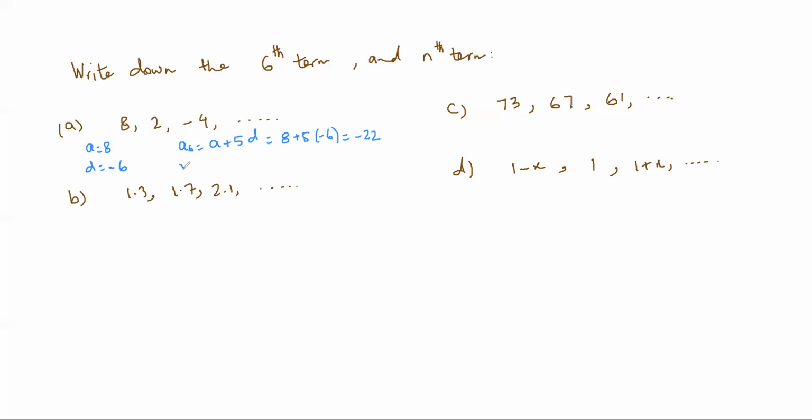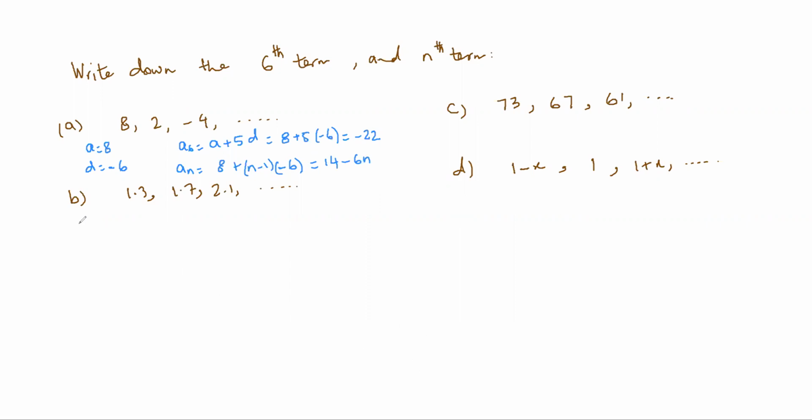And the nth term is going to be 8 plus n minus 1 into minus 6. You can leave it like this, or if you want to simplify this, this is going to give you 14 minus 6n. That is its nth term. Okay? I'll be doing the B part and then you will do the next two parts yourself.